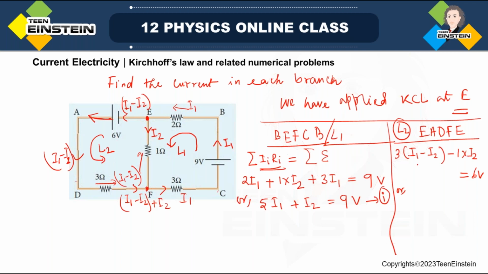So here let us simplify. So this is 3I1, and this is 4I2, equal to 6 volt. Okay, so now I have got two equations. I'll just take them in the next page.